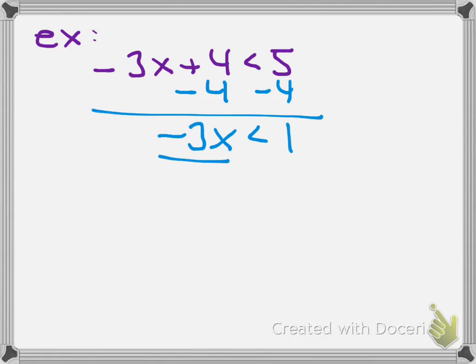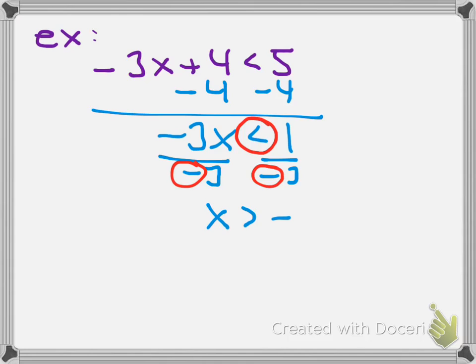Next step is I need to divide both sides by negative 3, and here's where people often forget a little piece. When you divide by a negative, so here I divided both sides by a negative, you must flip around the inequality sign. So that is going to change this problem to x is now greater than negative 1/3. And that's my solution. Now I'd like to graph that on a number line.